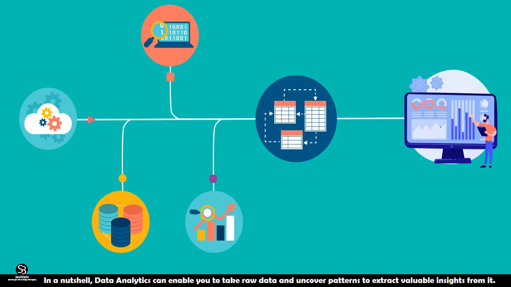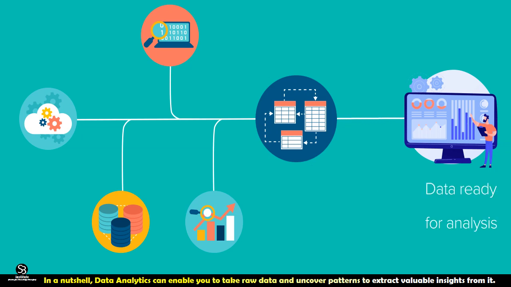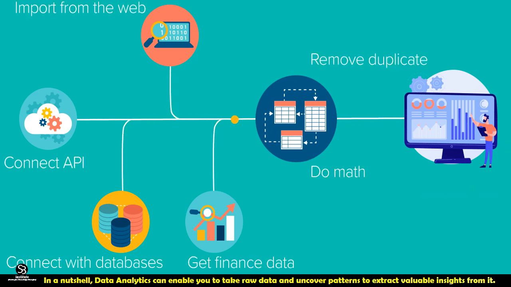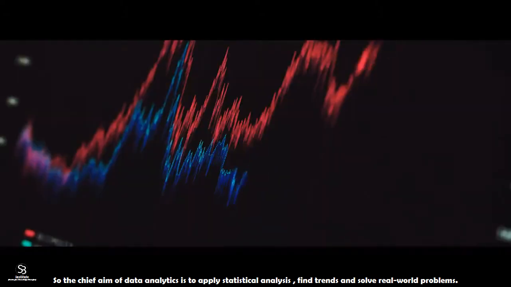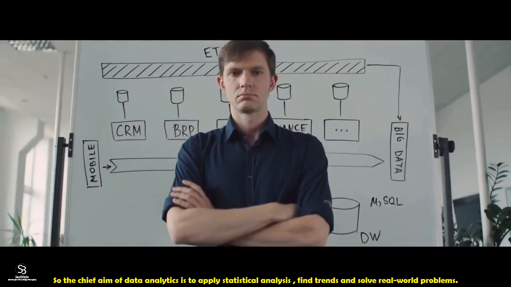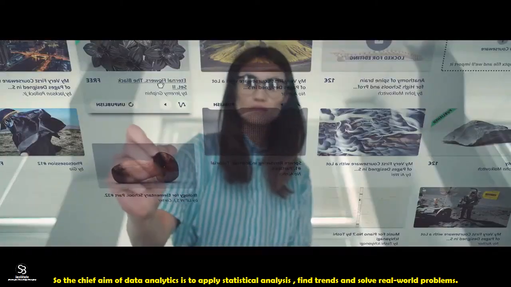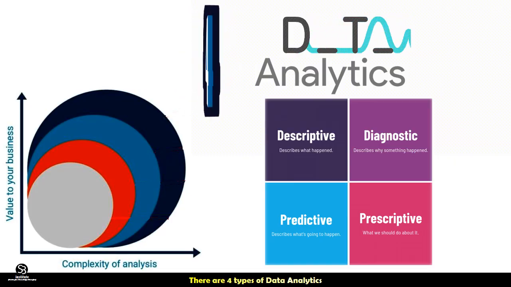In a nutshell, data analytics can enable you to take raw data and uncover patterns to extract valuable insights from it. So the chief aim of data analytics is to apply statistical analysis, find trends, and solve real-world problems. There are 4 types of data analytics.